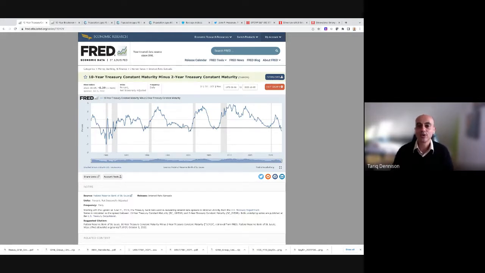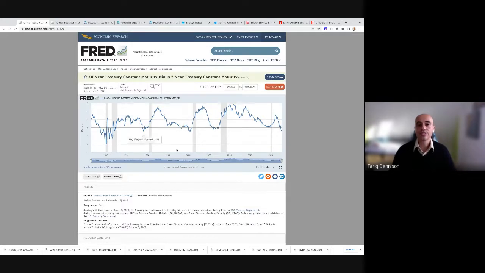The first chart is the one that you see here in front of you. It is from the St. Louis Fed site, also known as FRED. This one shows you the difference between the rate that you earn lending money to the US government for 10 years fixed minus the rate that you earn lending to the government for 2 years fixed.